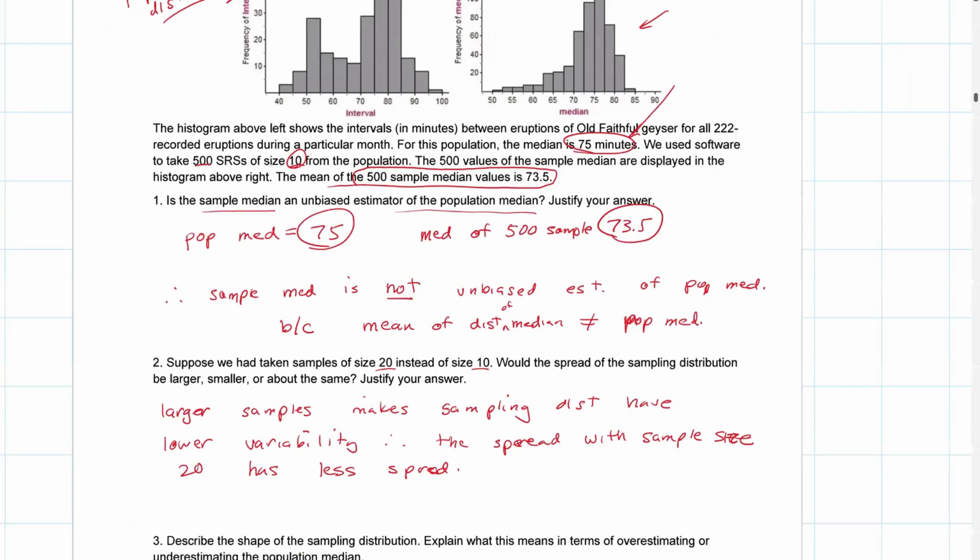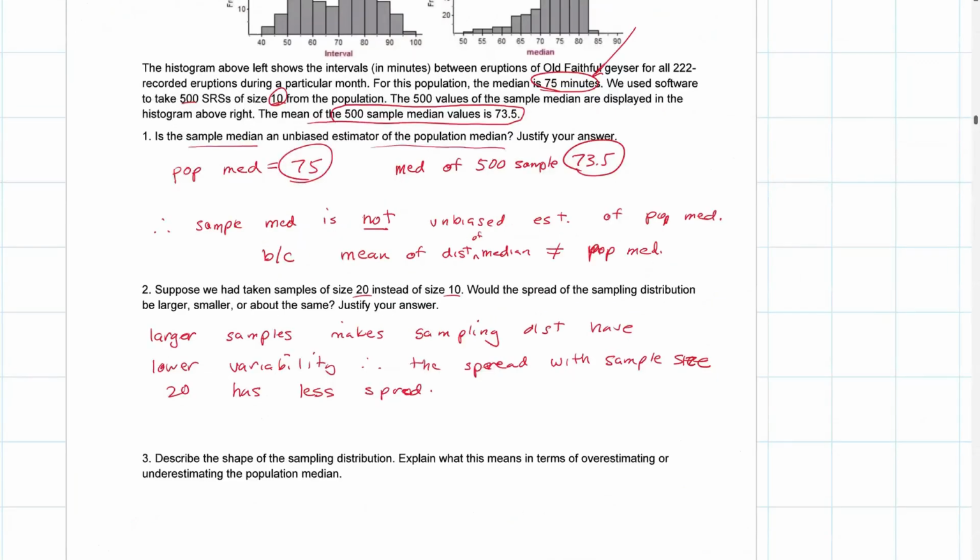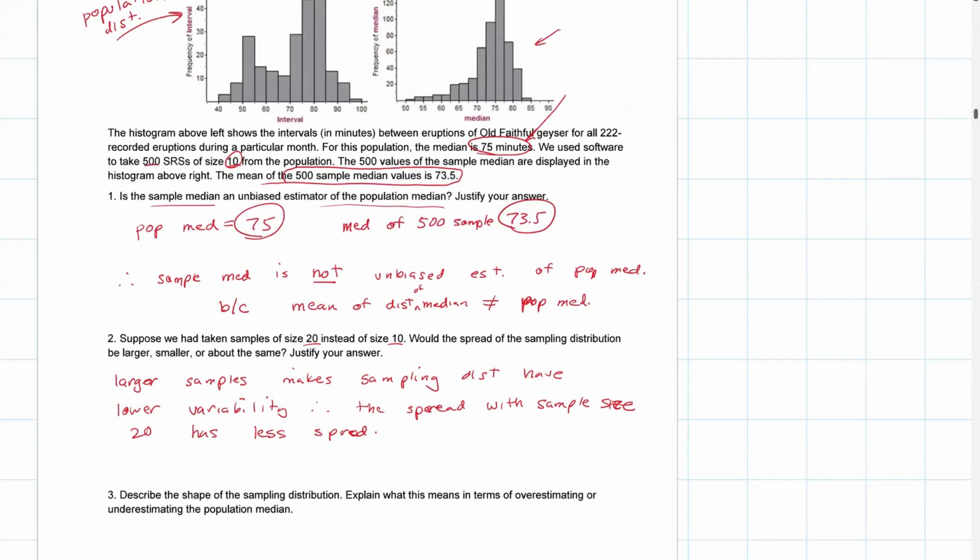Item number 3. Describe the shape of the sampling distribution. Well, here's the sampling distribution, or at least the estimate of the sampling distribution. That looks to me like the shape is skew left.